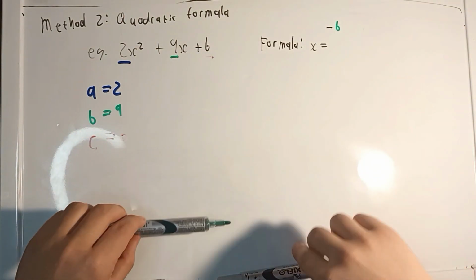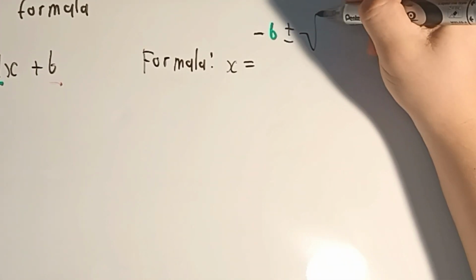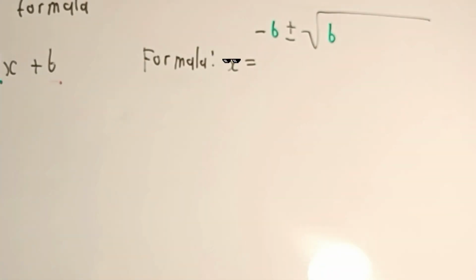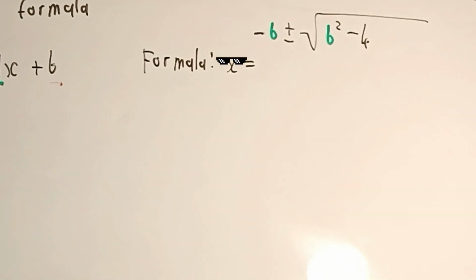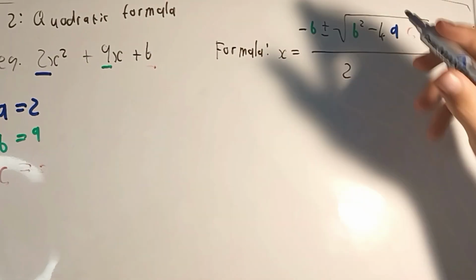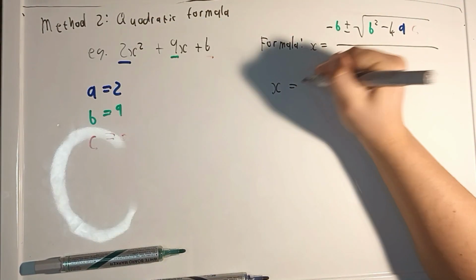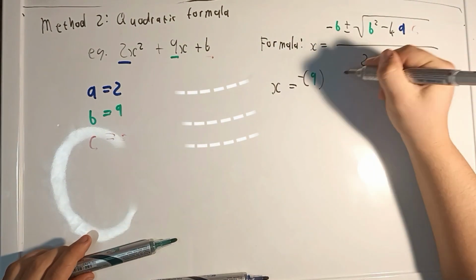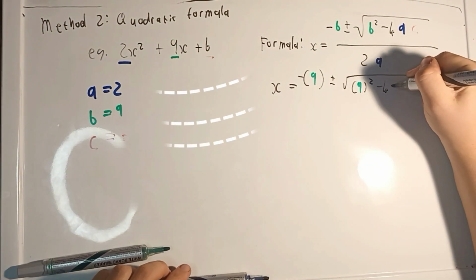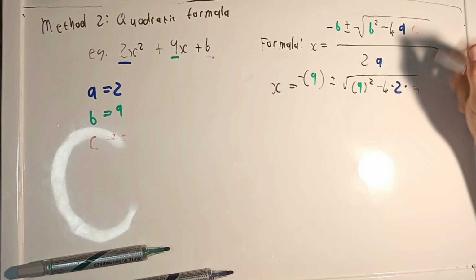Then we write the formula, which is x equals -b plus or minus the square root of b squared, minus 4 times a times c, and all of this divided by 2a. And here it is, the big scary formula. Now we just substitute in the values for a, b, and c, which we got from the original equation. Then we solve the easy formula.